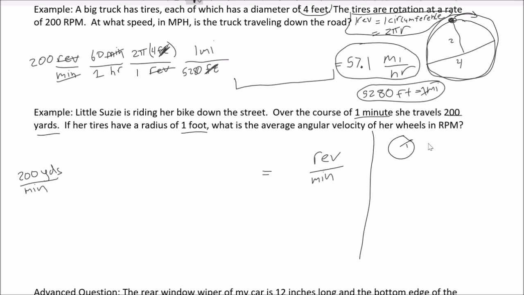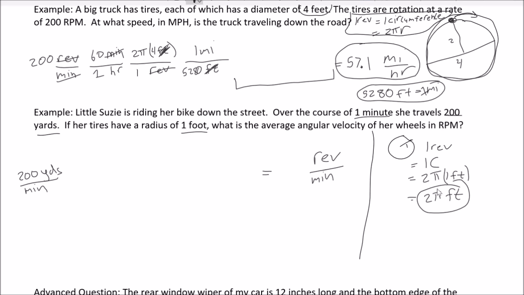Just for fun, let's remember this. 1 revolution equals 1 circumference, and a circumference equals 2 pi r. And in this case, r is 1 foot. So what we know is that 1 revolution equals, and I'll actually simplify this, 2 pi feet. Now that's not generally true. That's true for this specific question because that number right there is 1.